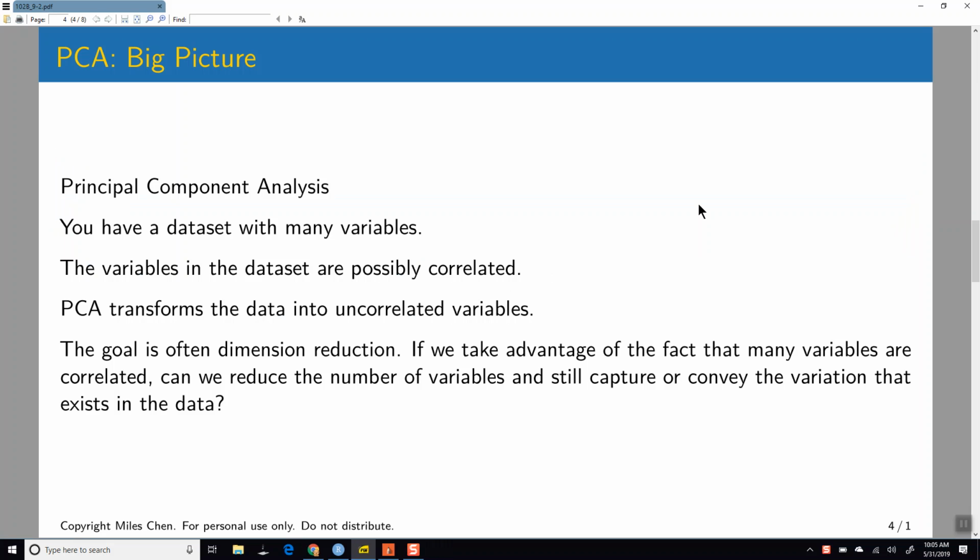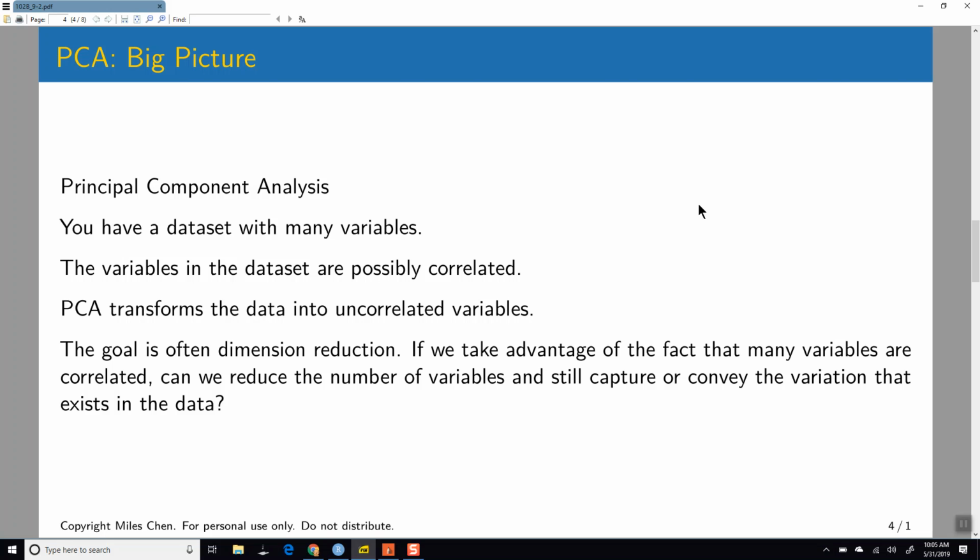So the big idea in PCA is that you start off with a data set with many variables, okay? And the variables in this data set are possibly correlated, okay? Most likely they are, all right? For them not to be correlated means you have two completely independent variables. But in general, there's some kind of relationship between the variables, which means there's, to some degree, some redundancy there, okay?